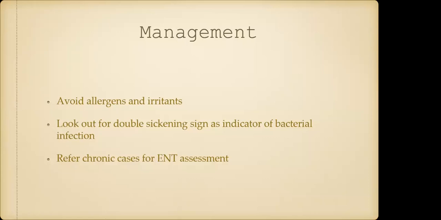Also, if someone is allergic to certain grass or plants, then it's advisable that they stay away from them so that they don't irritate the nasal mucosa. And again, as you're managing acute rhinitis, you need to look out for the double sickening sign that we talked about. Someone presents with symptoms, then when they're supposed to be getting better, they instead get worse, where you're suspecting a bacterial superinfection, so that you can add antibiotics to your treatment.